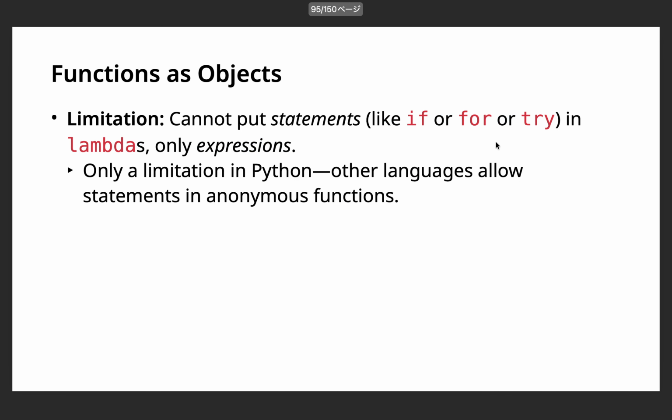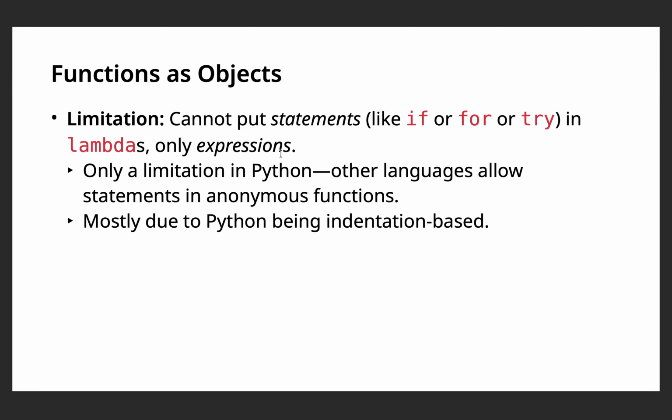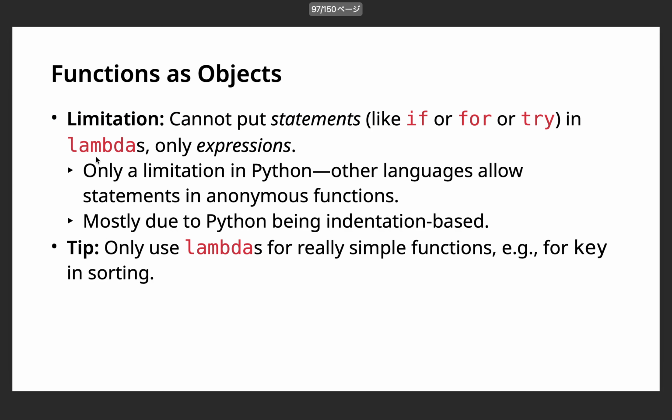Okay? So this is actually just a Python thing. If you work with other languages, it is likely that you can use these statements if you have anonymous functions. But for Python, we can only have expressions. Okay? The main reason for that is because Python is indentation based. So a statement like this would have to span across several lines. Lambdas are usually meant if you only want to define a function in a single line. So yeah, that's one reason.